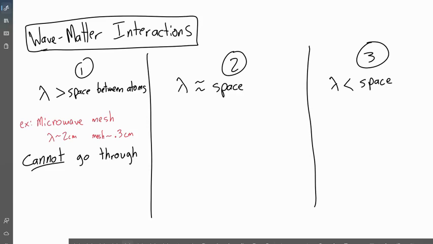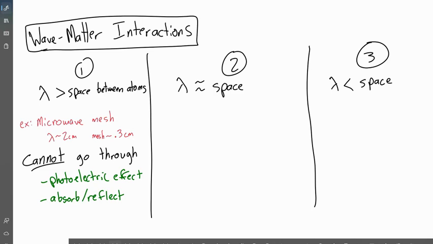When things can't go through matter, there are a couple of things that might happen that we've talked about. The photoelectric effect can happen. Another thing that might happen is light gets absorbed or reflected. So we could absorb or reflect light.